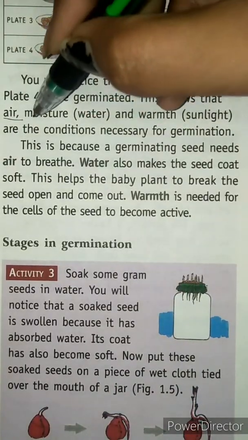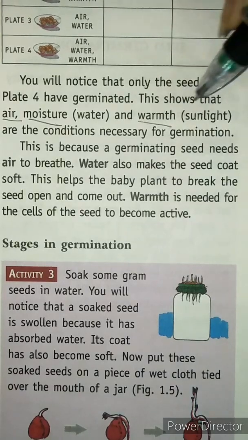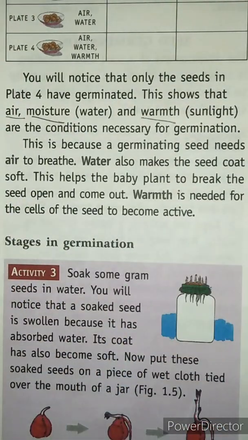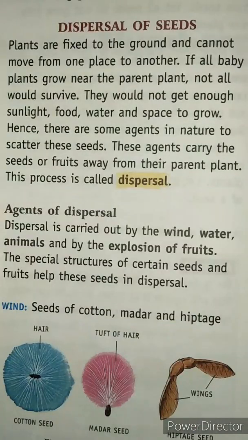And air, moisture, that means water, and warmth, that means sunlight. If a seed has all these things, then it will be germinated. Clear? So these are the requirements to develop a seed into a seedling. Clear? The next one we have is dispersal of seeds.